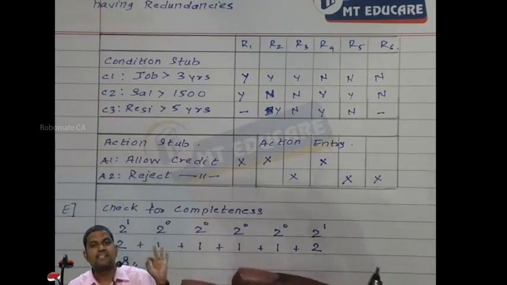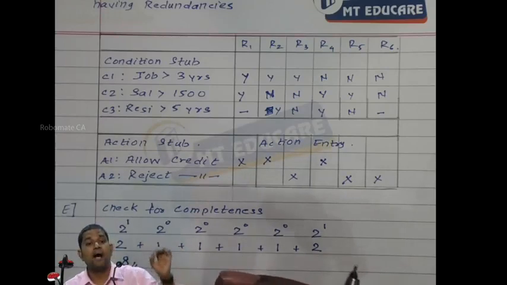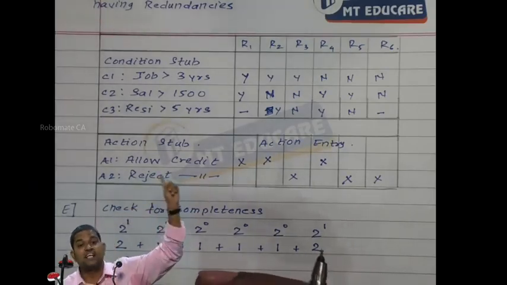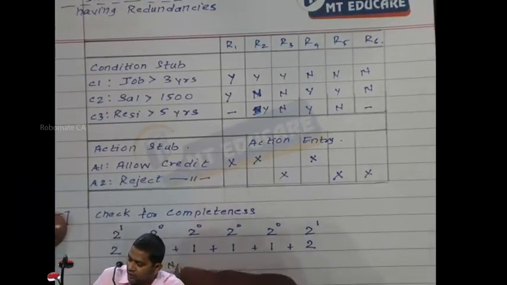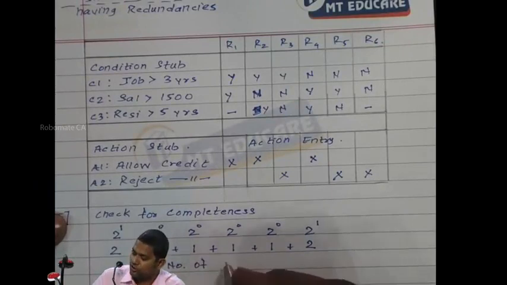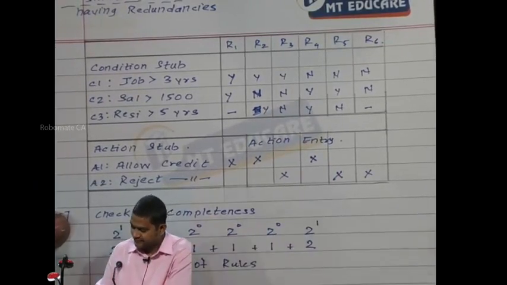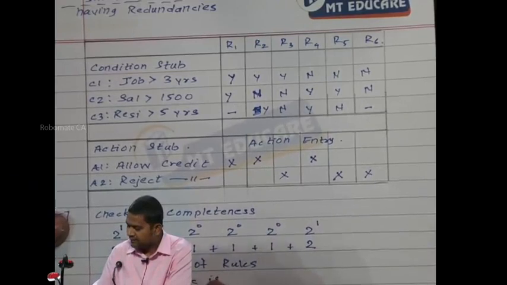8 is nothing but the number of original conditions. So this is equal to the number of rules. And we can say, hence, the table is complete.